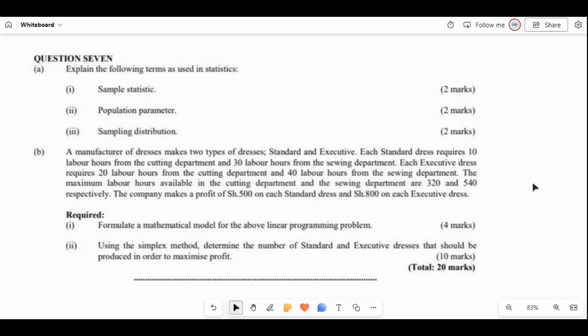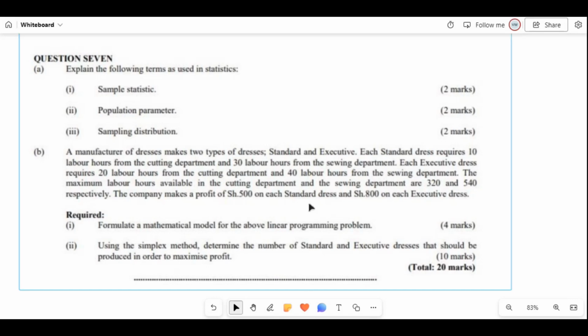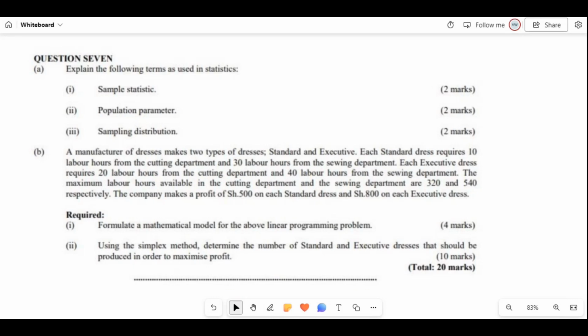A question from the past paper to help us understand the Simplex method. These are sample questions that I've picked from the quantitative analysis paper. This is December 2023.